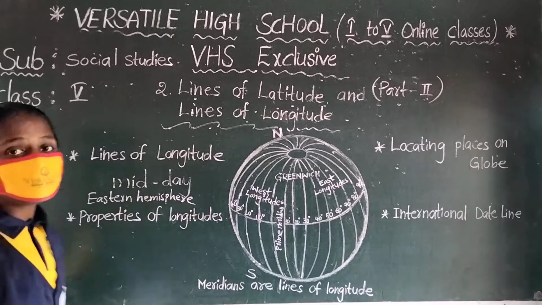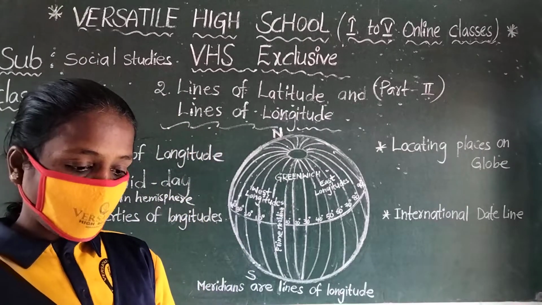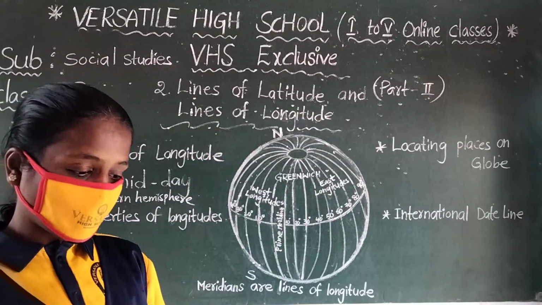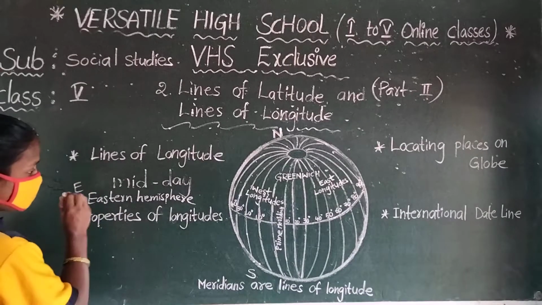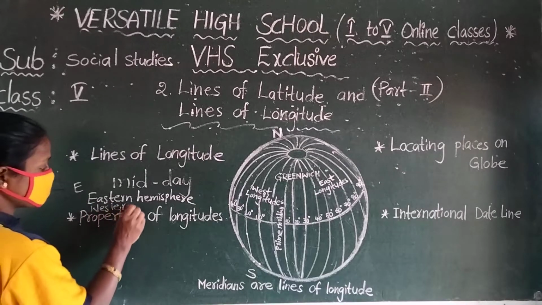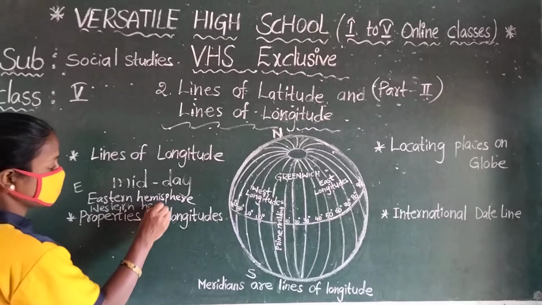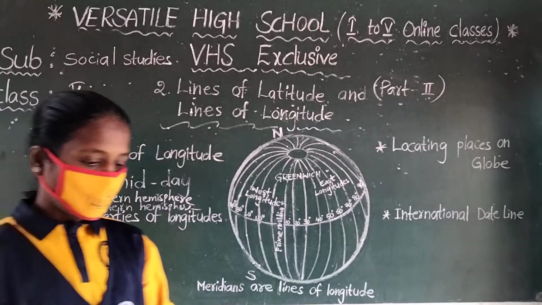What is that called? Eastern hemisphere. That area between 0 degrees and 180 degrees east. If that is west, that is called the western hemisphere. What is that called? Western hemisphere.